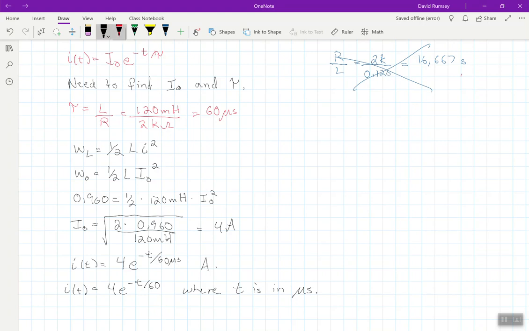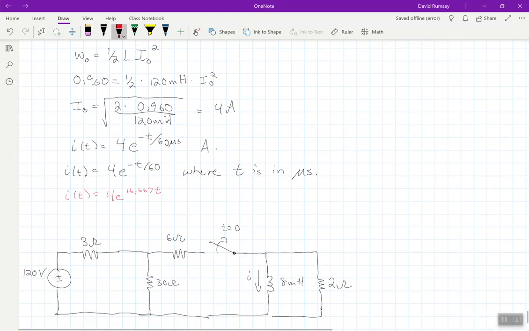I personally don't care for this method, so I'm going to write it in red. I don't like doing it this way, where if you simply do 1 over 60 microseconds, you would get 4e to the 16,667t. I don't like writing it this way because this number, 16,667, has lost all meaning to me. It's a number, I multiply it by t, but it's lost all meaning, whereas when I write it in the time constant form like I have here, that form means something to me. Oh, 60 microseconds, I know 4 or 5 of those, the inductor is going to be discharged in this case.